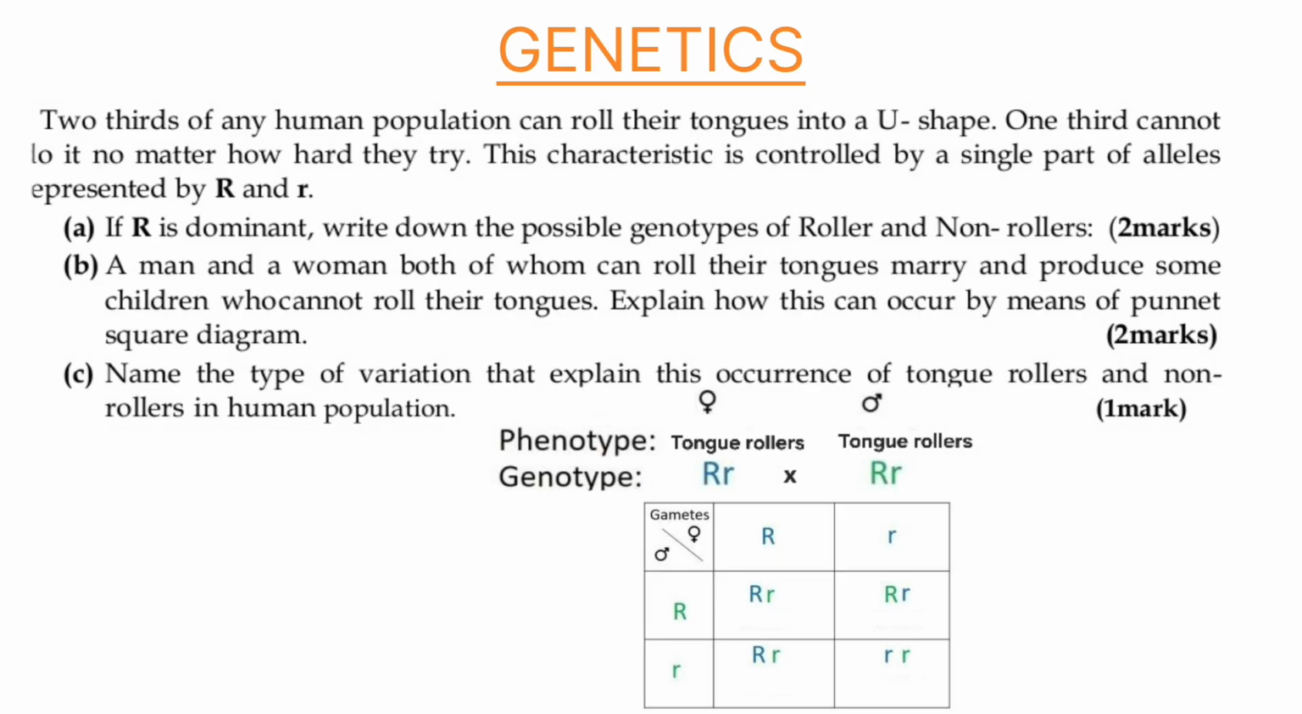So there is our Punnett square. And as you can see from the genotypes of the children, 1 out of the 4 kids will be non-rollers. So there's a 25% chance for their offspring to be non-rollers. And there we have it.